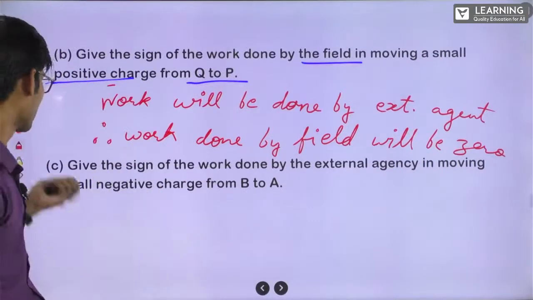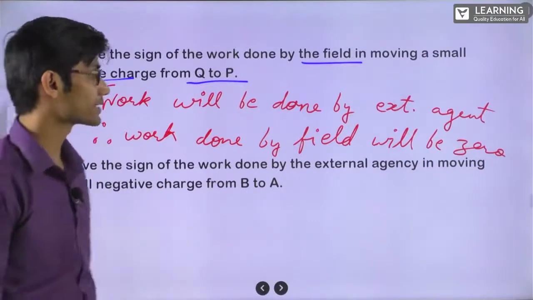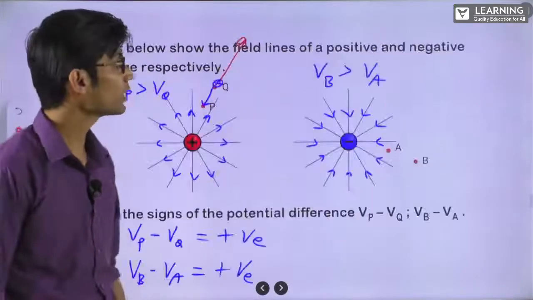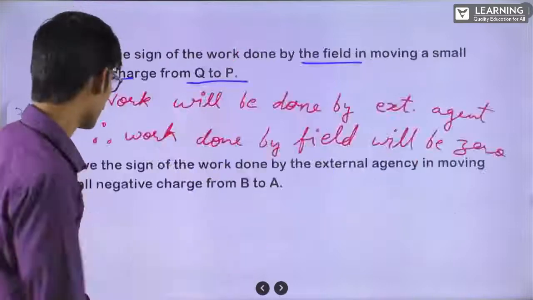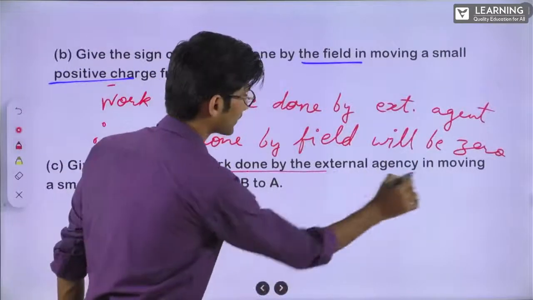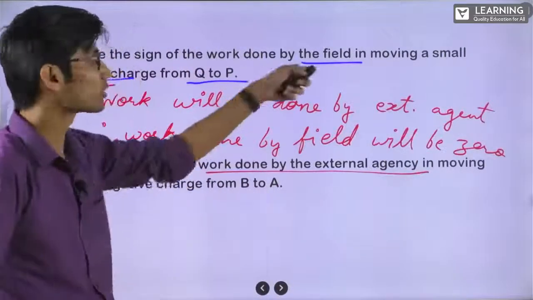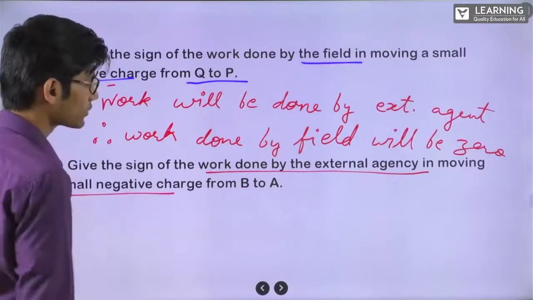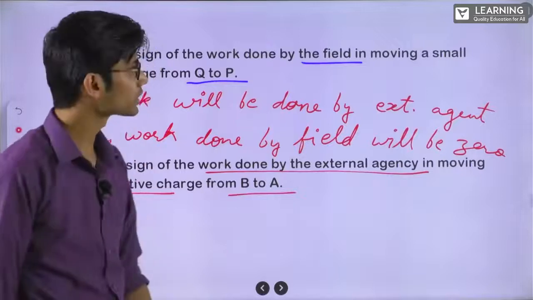Common sense? Next, give the sign of the work done by external agency in moving a small negative charge from B to A. So what all things you have to see? Work done by external agent they are talking about. Here they were talking about the field. Here work done by external agent, then a small negative charge from B to A. Clear? See here.